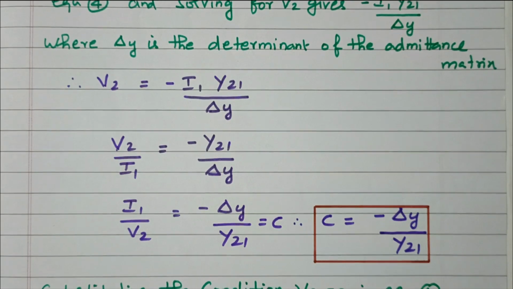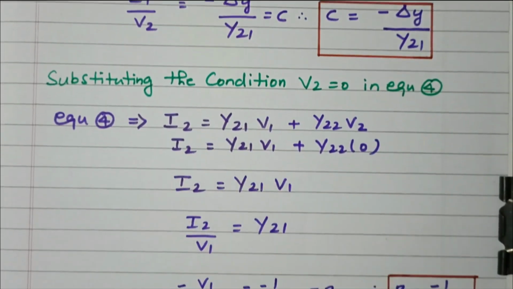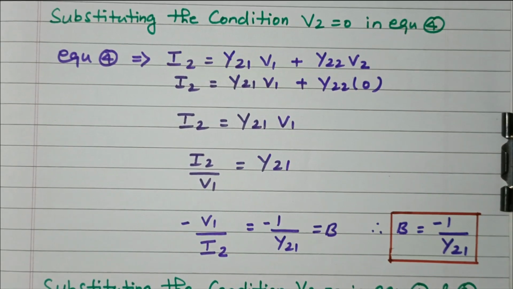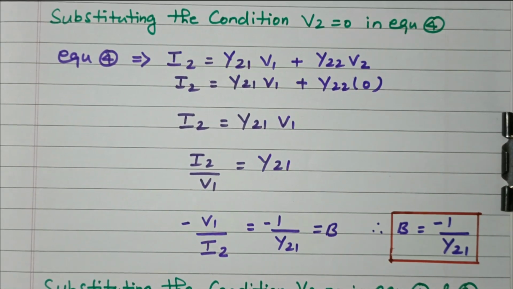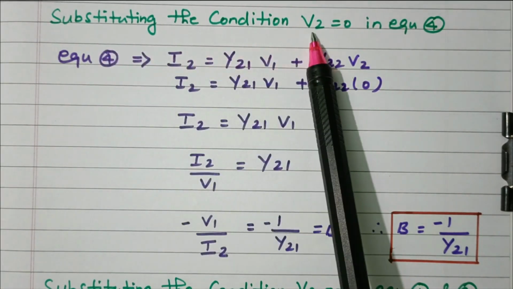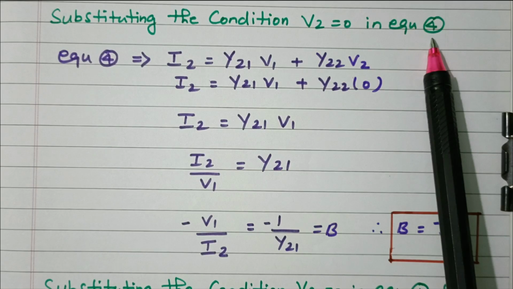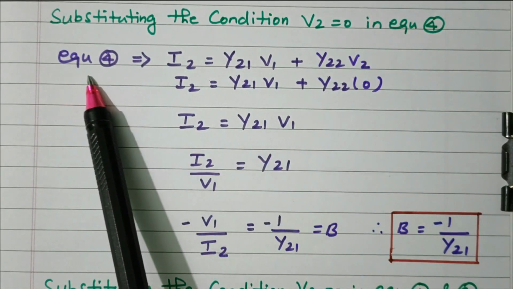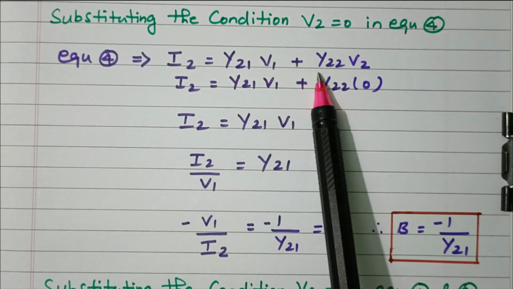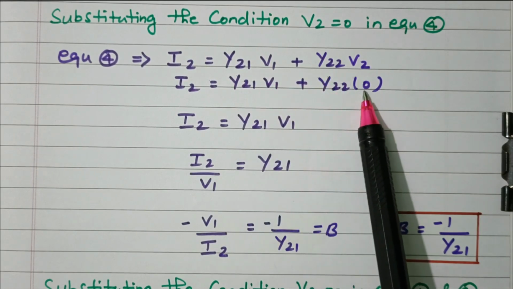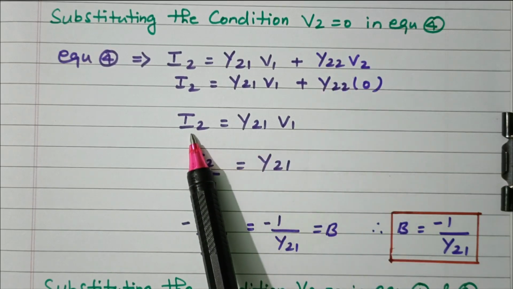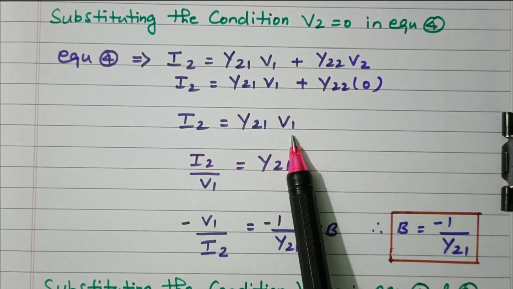So A parameter is completed, C parameter is completed, now we are going for the B parameter. Substituting the condition V2 equal to 0 in equation number 4. Equation 4 is I2 equal to Y21 V1 plus Y22 V2. Here V2 is 0, so this term becomes 0. So I2 equal to Y21 into V1.